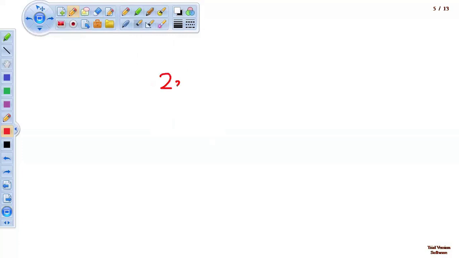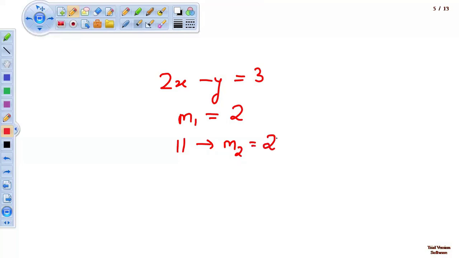Like if we have 2x minus y equals 3. This is an equation of line. And there's another equation of line that is parallel to this. So the slope of this equation is going to be 2 because 2x minus 3 is y. So the coefficient of x here is 2. So the slope of this line will be 2. Slope of any line that is parallel to this line, let's take it as m2, that's going to be the same. It's also going to be 2. 2 parallel lines always have the same slope.